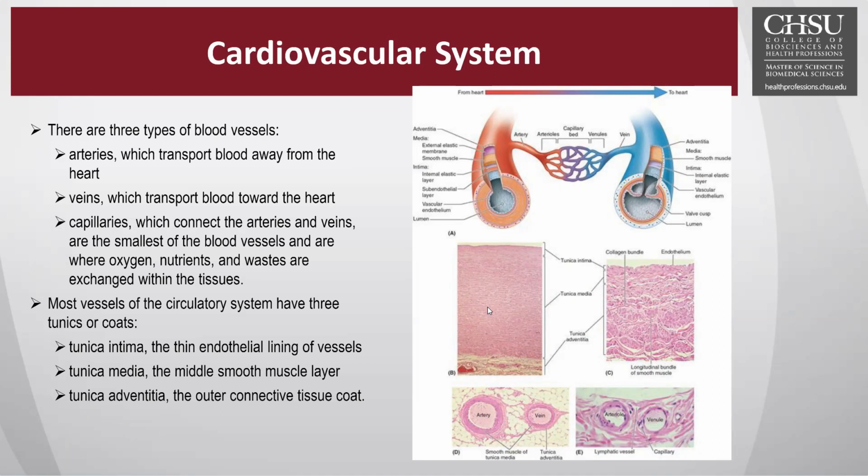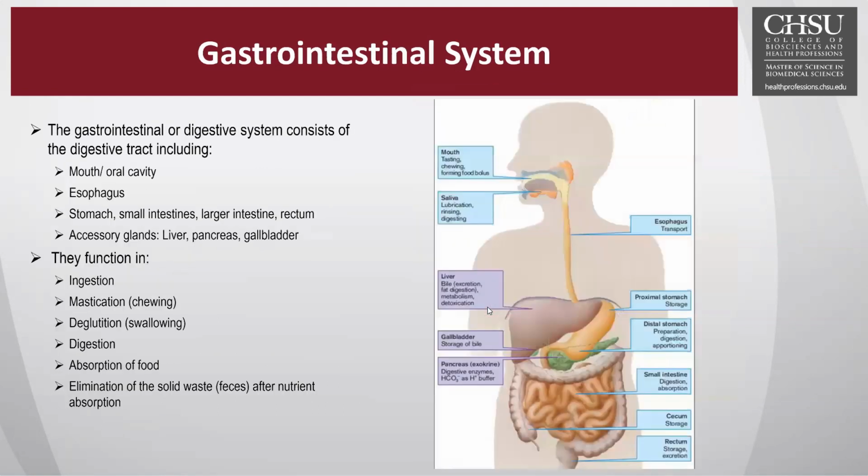If we look at the vessels, they're going to have three main layers. There's a tunica intima, which is the innermost endothelial lining. We'll talk about what endothelium is, but it's a type of epithelium. Tunica media, which is the middle layer, mainly smooth muscle. And then tunica adventitia, which is an outer connective tissue. So all of your vessels, including your heart, because you can think about the heart as being a really well-developed blood vessel, will also have these three layers.